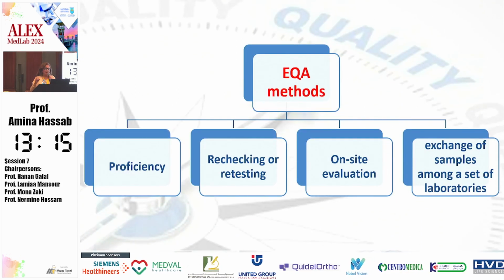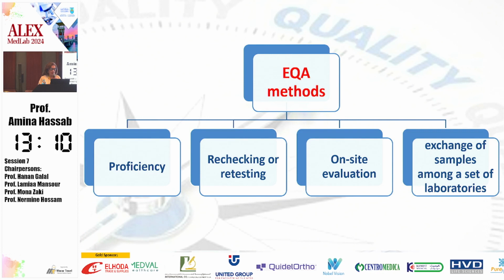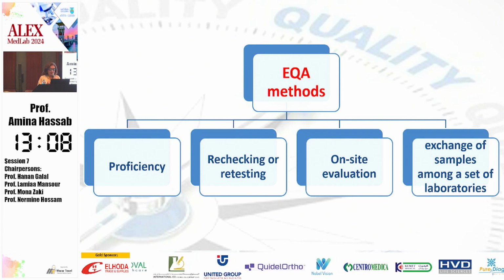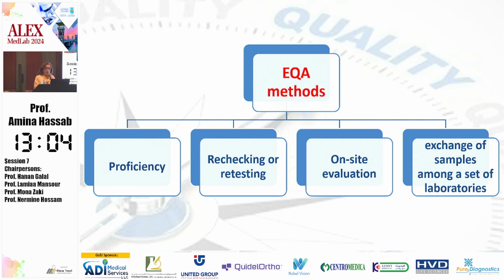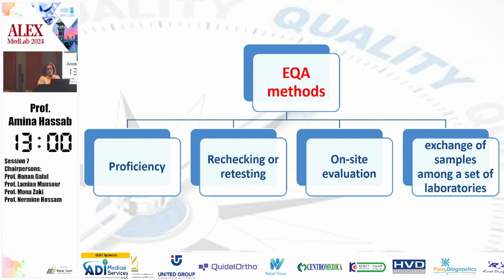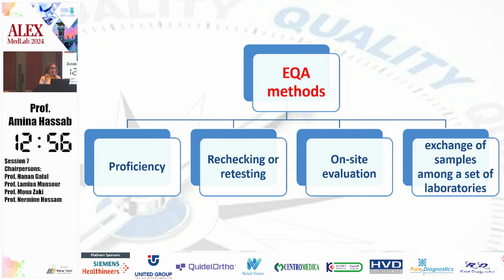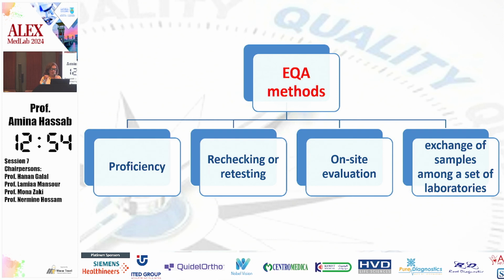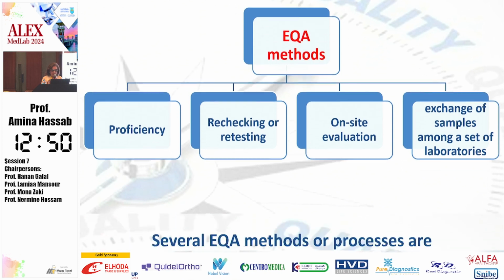What are these types of external quality assessment? As we said, proficiency is one of them. Rechecking or retesting, on-site evaluation in your same lab, or an exchange of samples with another lab. And of course, when you do inter-laboratory comparison, you always have to choose a lab that is accredited, CLIA or any kind of accreditation standard.